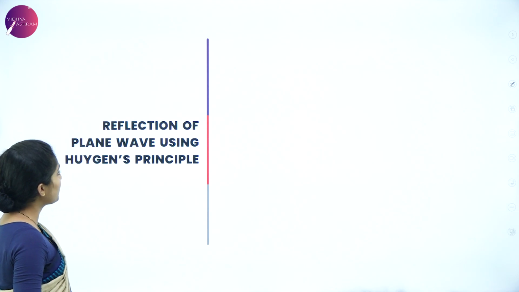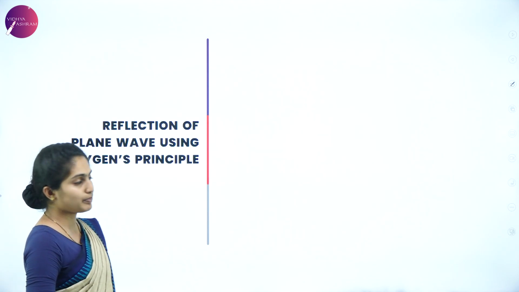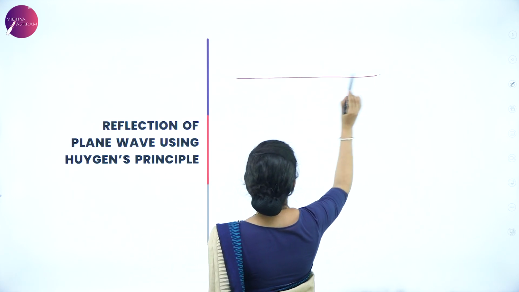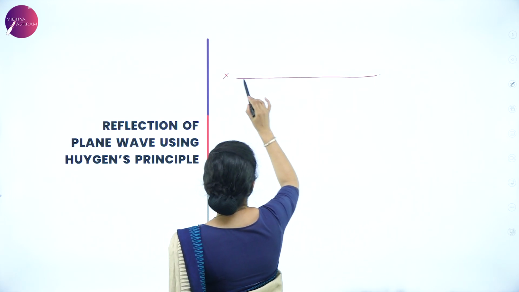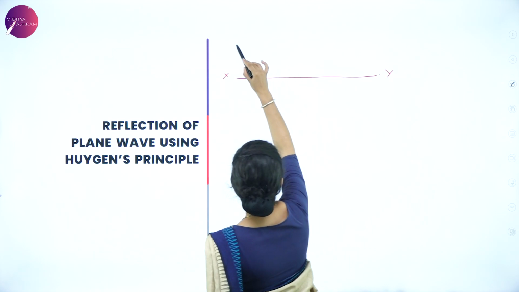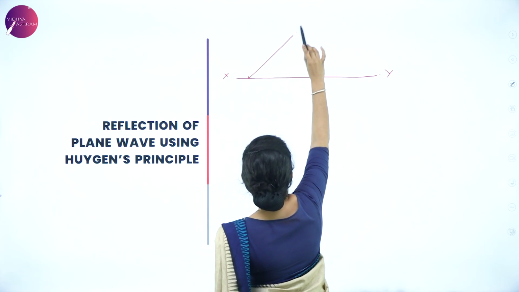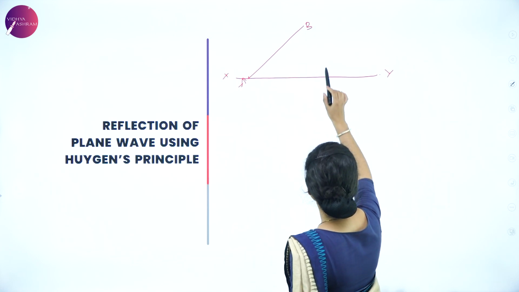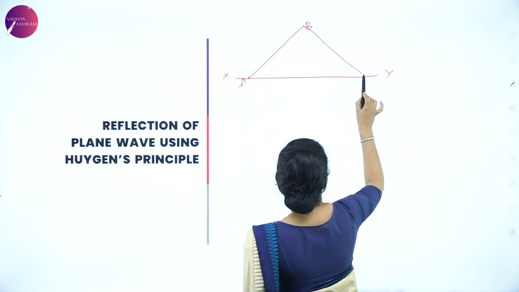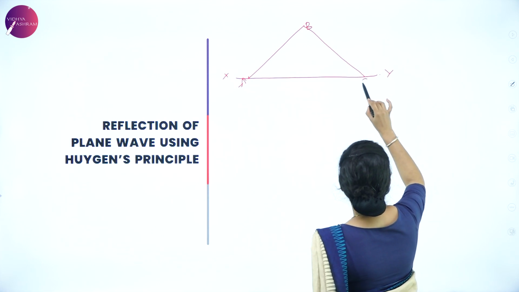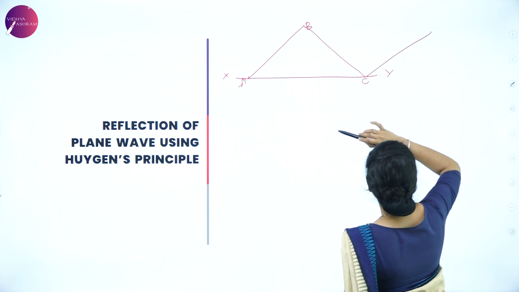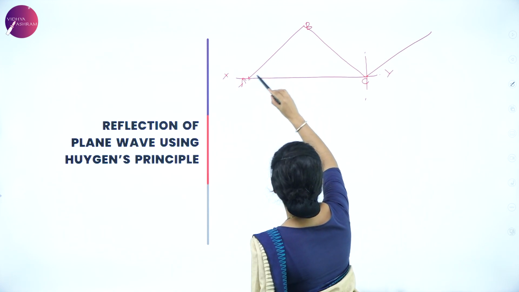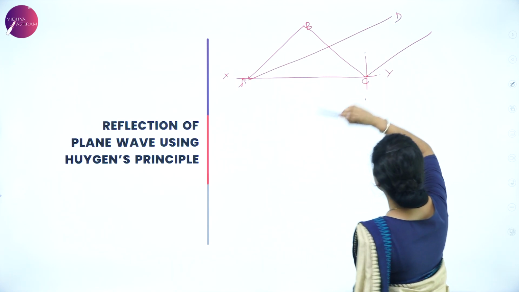So, reflection of a plane wave using Huygens principle. For the reflection of a wave, you have a plane here, name it as the XY plane, to which there is a wave AB from which the ray of light passes. From B you have a point called C, and it gets reflected with the help of the normal drawn to the surface, and from A you have another reflection, call it D.